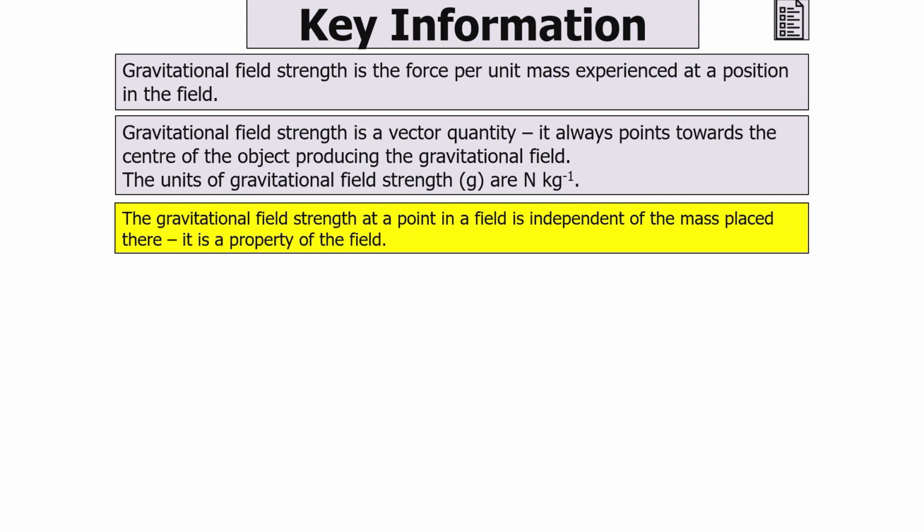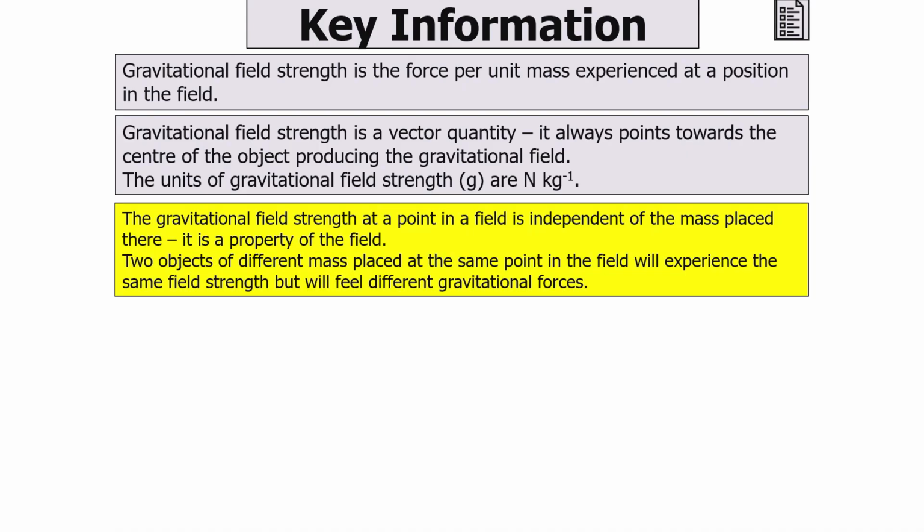So we know that the gravitational field strength at a point in a field is independent of the mass placed there. It's actually a property of the field. So two objects of different mass placed at the same point in the field will experience the same field strength but will feel different gravitational forces.